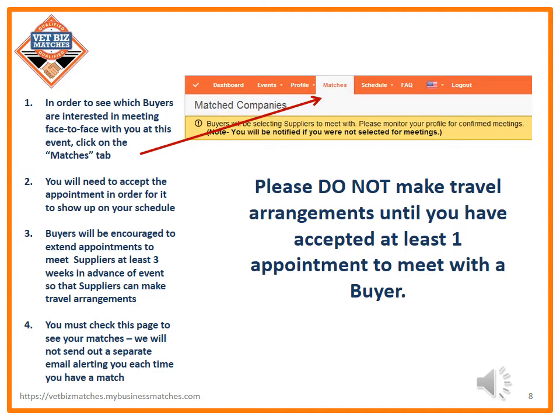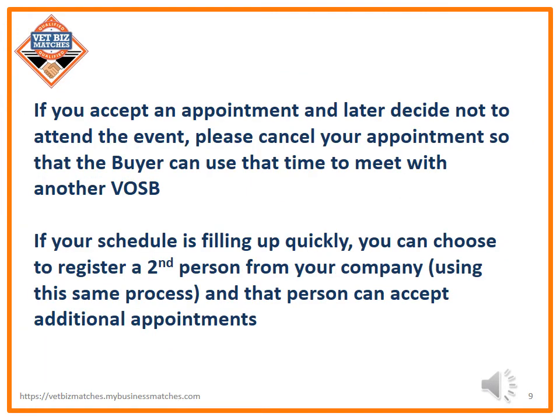Please do not make any travel arrangements to attend this event until you have accepted at least one appointment to meet with one buyer. So what happens if you accept appointments and then later decide that you are unable to attend the event, or that your schedule has changed and you will not be able to make all of the appointments that you had accepted? Please go into the scheduling tool, which we will show you in just a second, and cancel any appointments that you are no longer able to meet. That will return that time slot back to the buyer, and the buyer can use that time to meet with another veteran-owned small business.